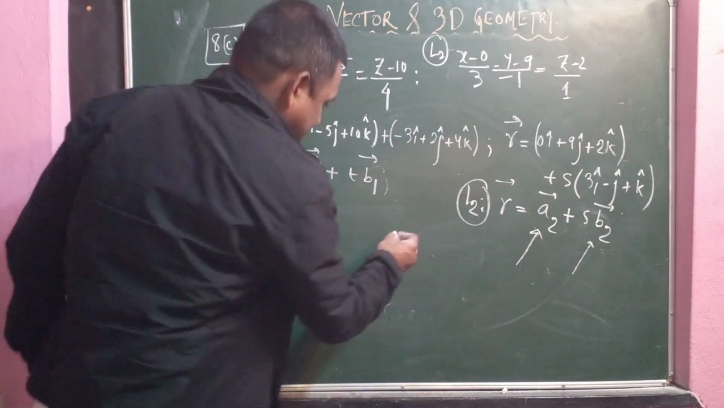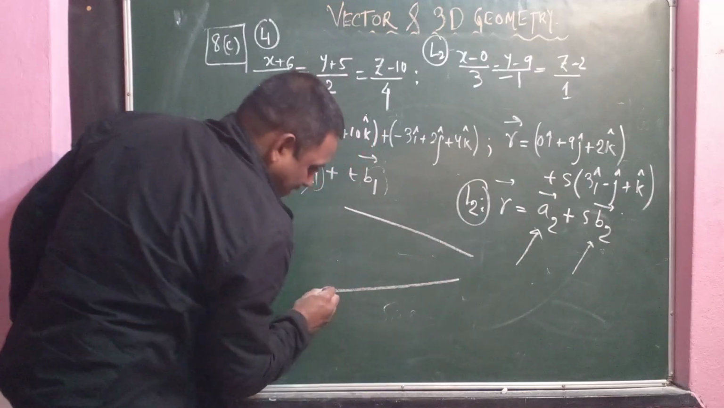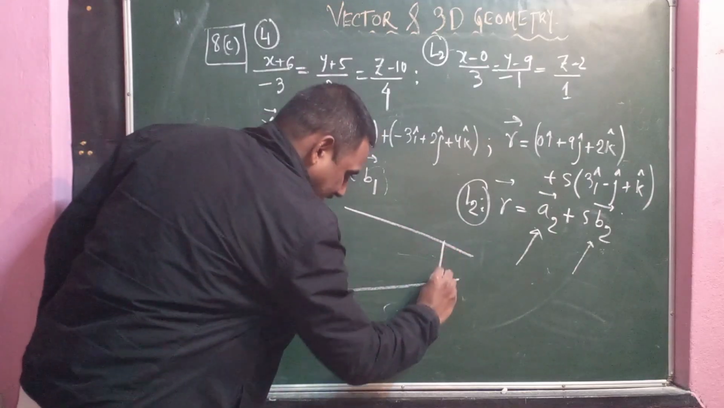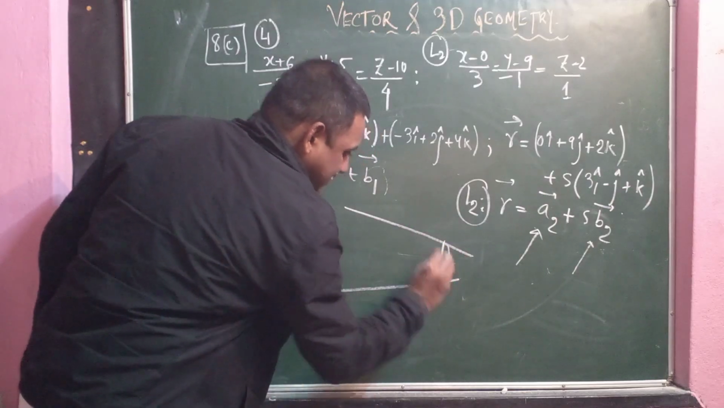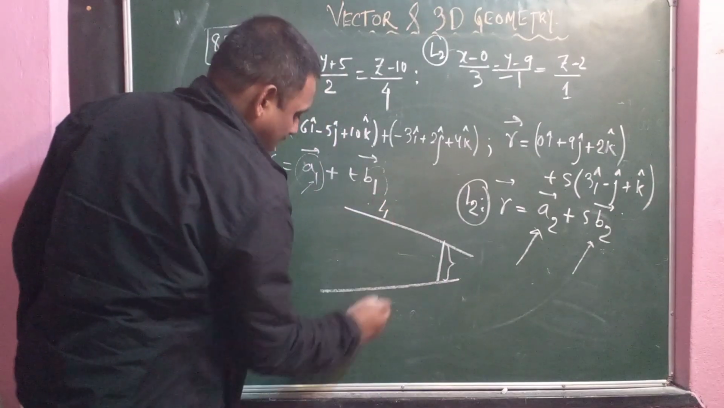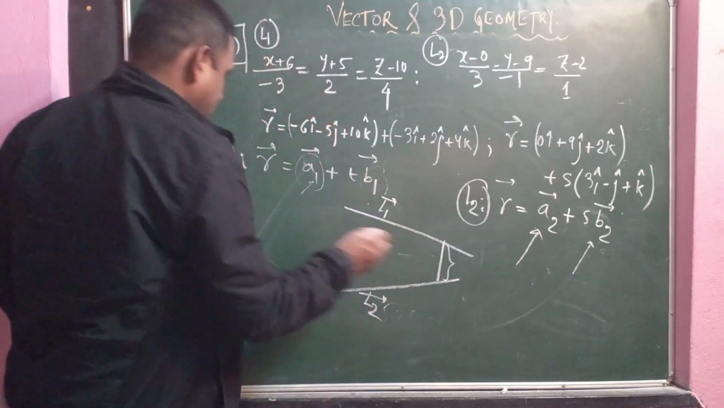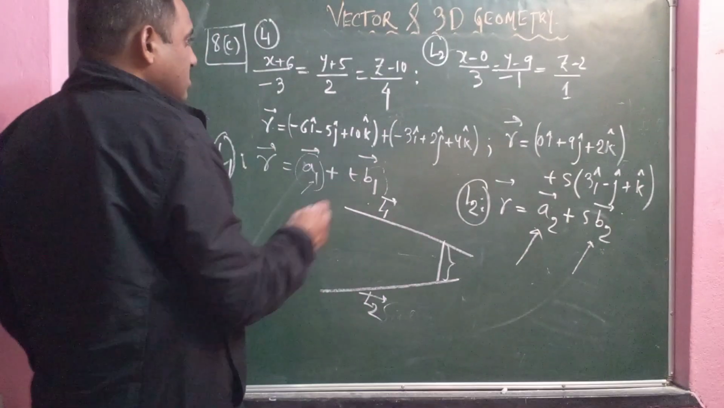SD is this. Suppose these two lines like this are in two different planes. This is the SD. Suppose this one is L1 and this one is L2. I'm giving the physical demonstration.